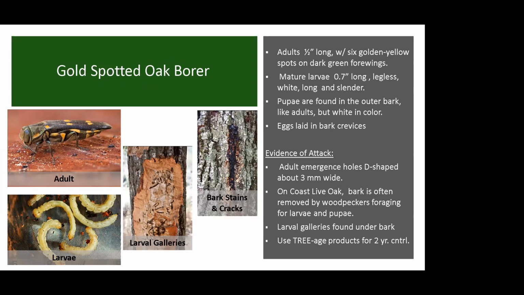The exit holes are D-shaped, but on some of these trees, not only will you have the woodpeckers foraging, but you'll also have weeping on these oak trees. And you can see that on the right-hand side with the bark cracked and weeping. Triage will give you 2 years of control there as well.